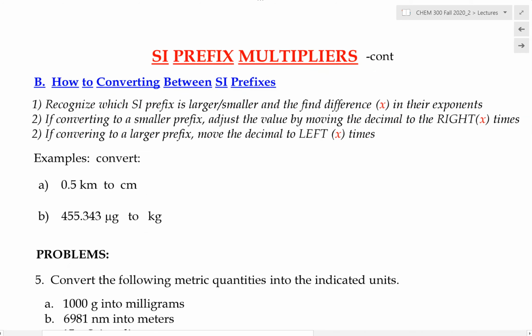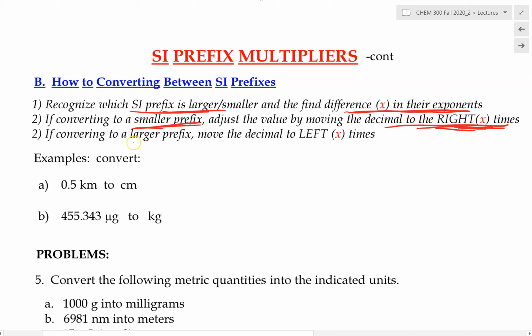So first, recognize which SI prefix is larger or smaller, and then find the difference that we call x in the exponents. And this can be done by taking the larger exponent and subtracting the smaller exponent. So that's how we can find this difference in their exponent. And then if we convert it to a smaller prefix, then we need to adjust the value by moving the decimal to the right, x number of times. And again, x here is the difference in their exponent between the two prefixes.